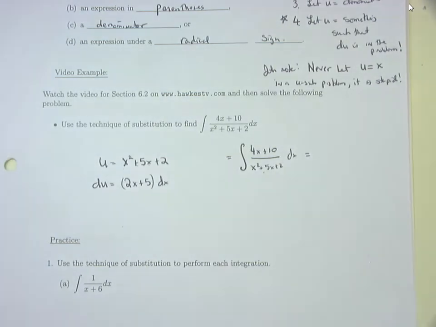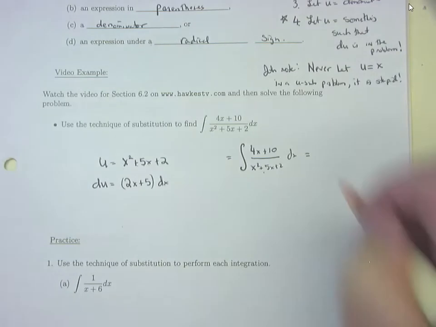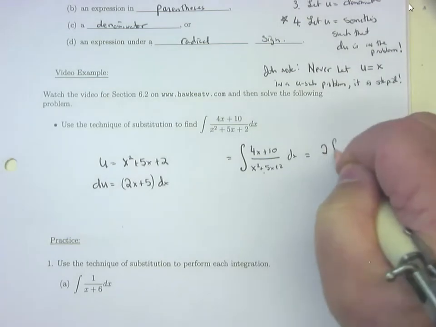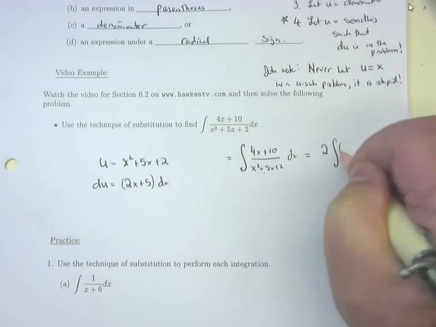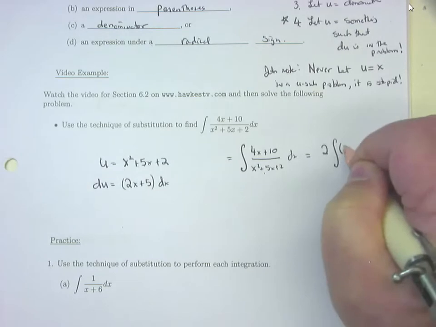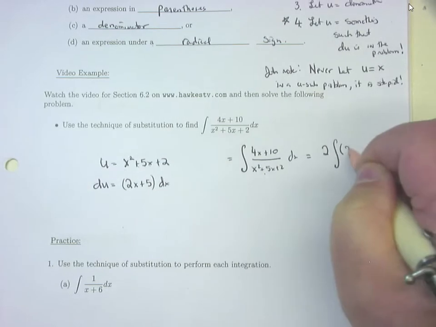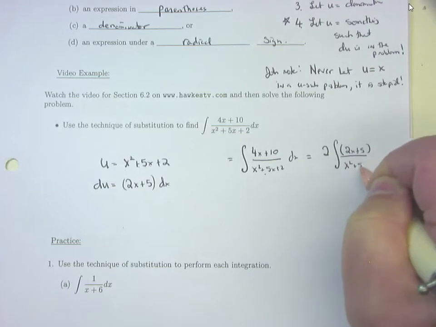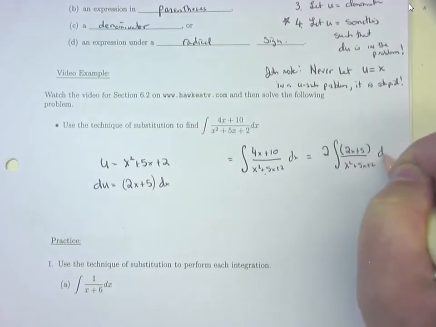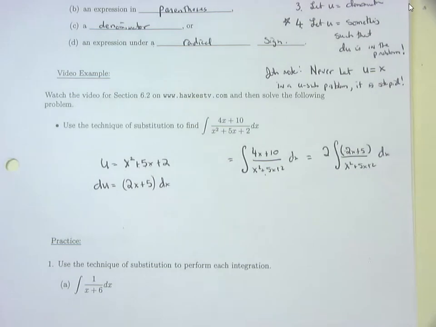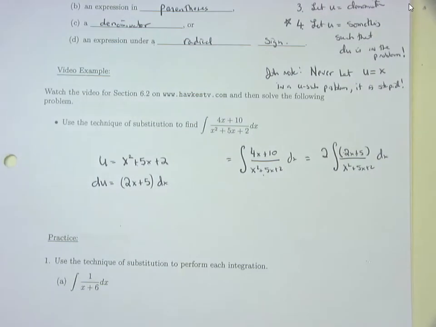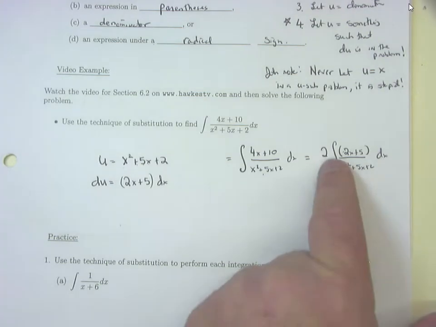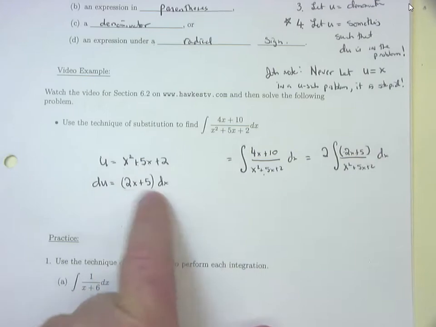And where do constants get to go? In front of the integral. So this would be 2 times the integral of, factoring out the 2, I would be left with, out of the 4x plus 10, a 2x plus 5 divided by x squared plus 5x plus 2 dx. All I did was take a 2 out of the numerator. And I wanted to do that because, remember, whatever I let u equal to, du has got to be in the problem. And once you factor out the 2, you get to see, there's my du right there.